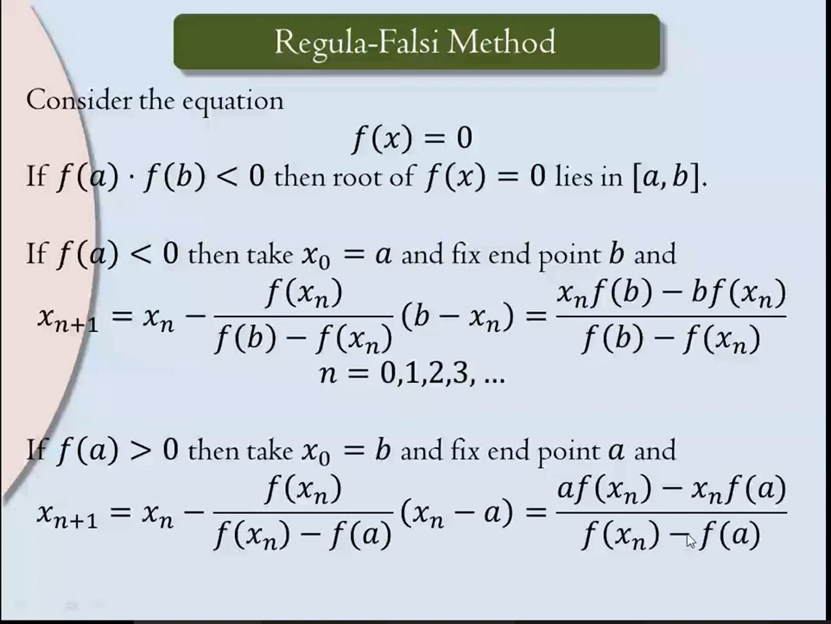Okay, so here we fix point a. The first interval will be a to b. The next will be a to x1, a to x2, a to x3, like that, a to xn, and we have to continue. Here we fix point b, then we take x1 b, x2 b, x3 b, like that we reduce the interval. Here we reduce the interval a to x1, a to x2, a to x3, like that we have to reduce the interval. Okay, one point is fixed depending on the value of the function, and these are the formulas.